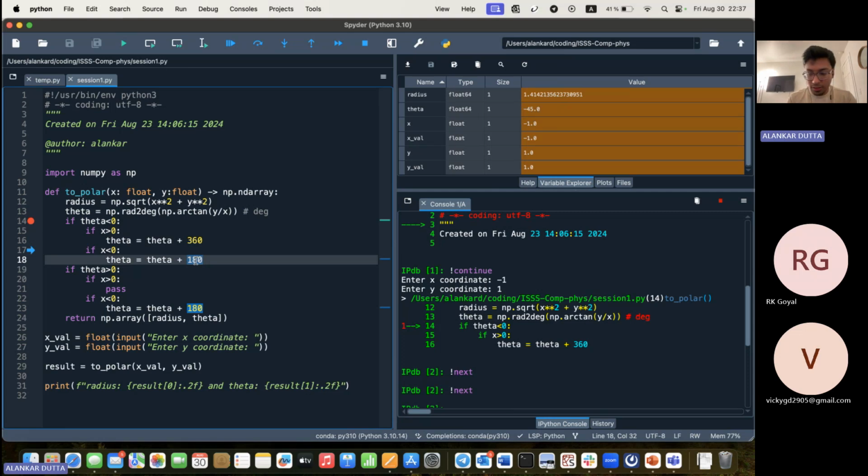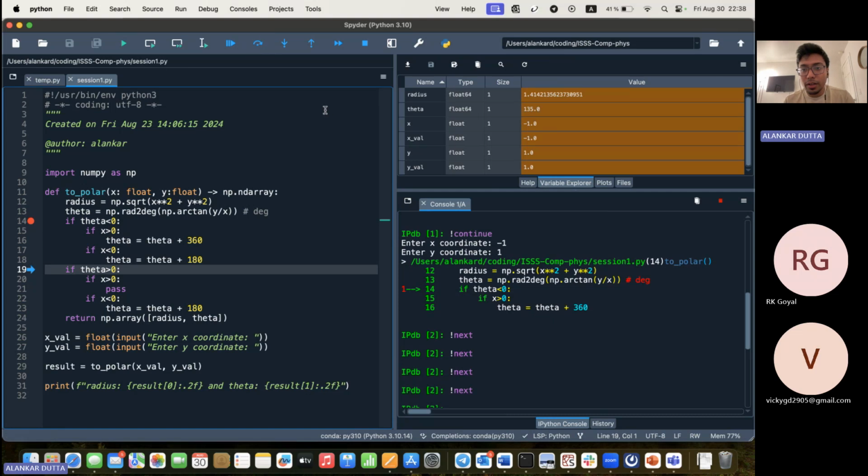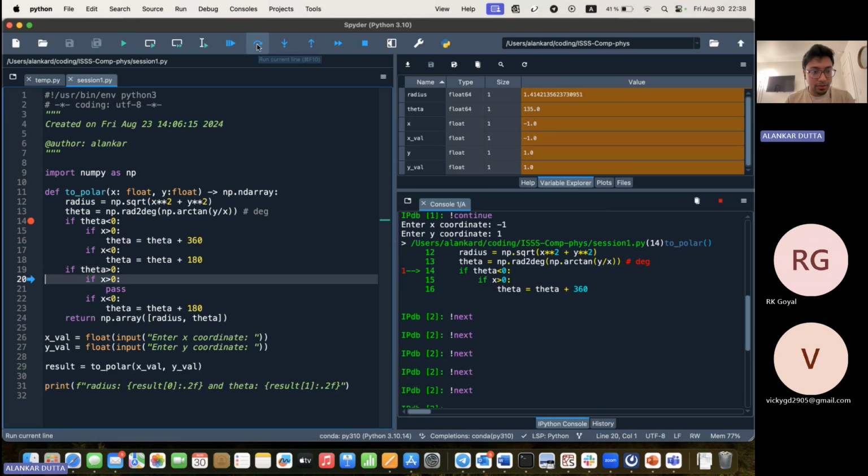So to go to the second quadrant, all you need to do is come in here and add 180 to it. So previously it was -45. Adding 180, it gives me 135. So now if theta is greater than 0, that is not satisfied in here.